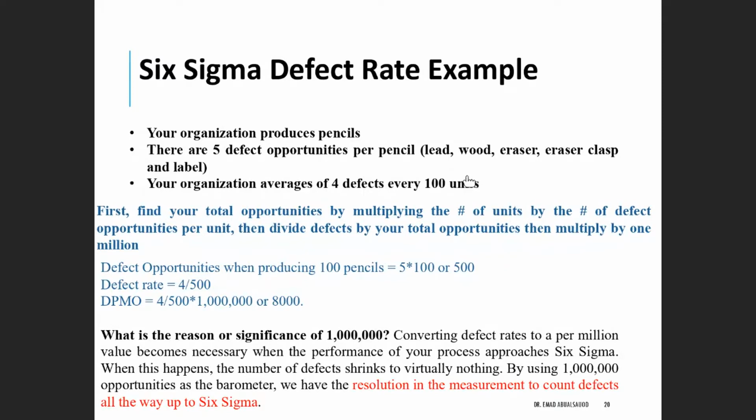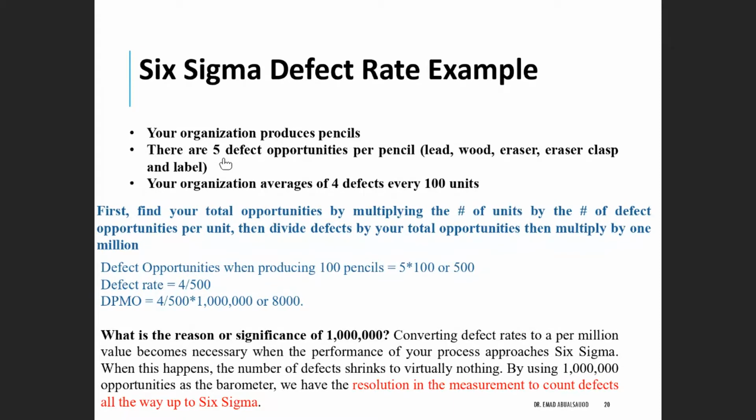After that, we find the defect rate, and we have the defect average here. You divide it by the number of defect opportunities to find the defect rate for all the opportunities you have. For all these opportunities, the rate of errors that could appear. We have 4 defects every 100 units. Total units we have 100, we multiply it with the number of opportunities, which is the 5, so we have 500 defect opportunities.